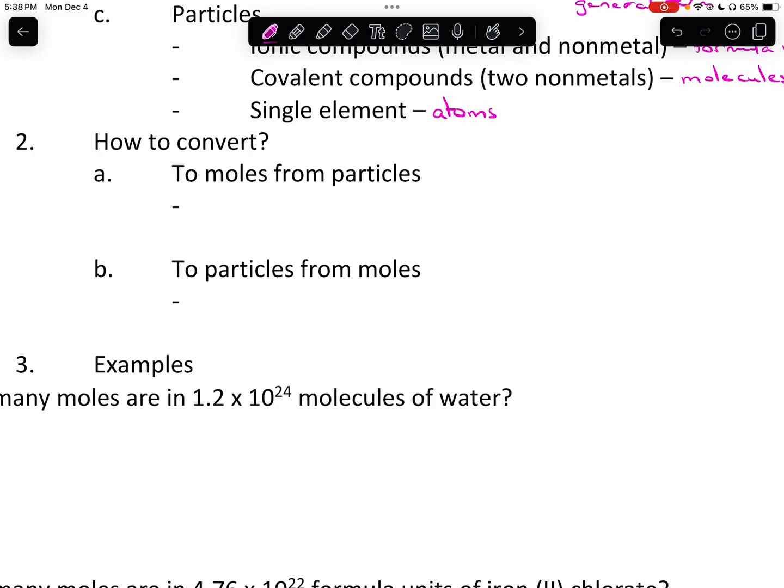If we're going to moles from particles, we're going to divide by Avogadro's number, aka 6.02 times 10 to the 23rd. That means if we're going to particles from moles, we are going to multiply by Avogadro's number. Now, we're going to talk a little bit about how to type this in our calculator. We actually don't need our periodic table for this assignment. We just need a calculator, and we need a scientific calculator so we can type this in correctly.